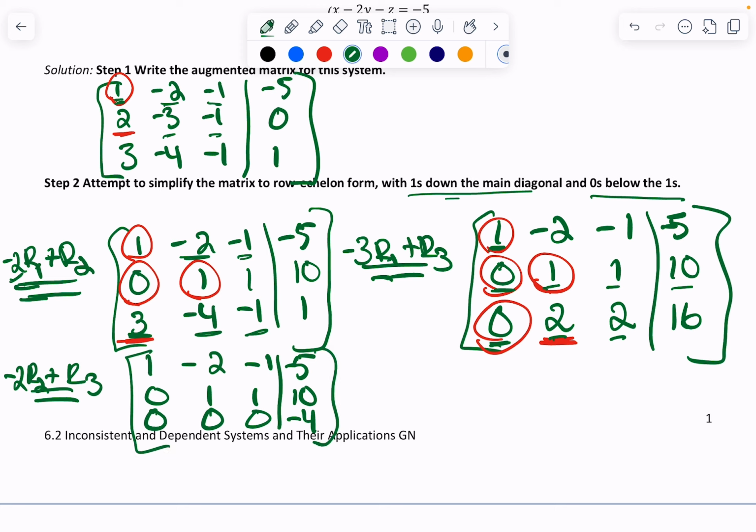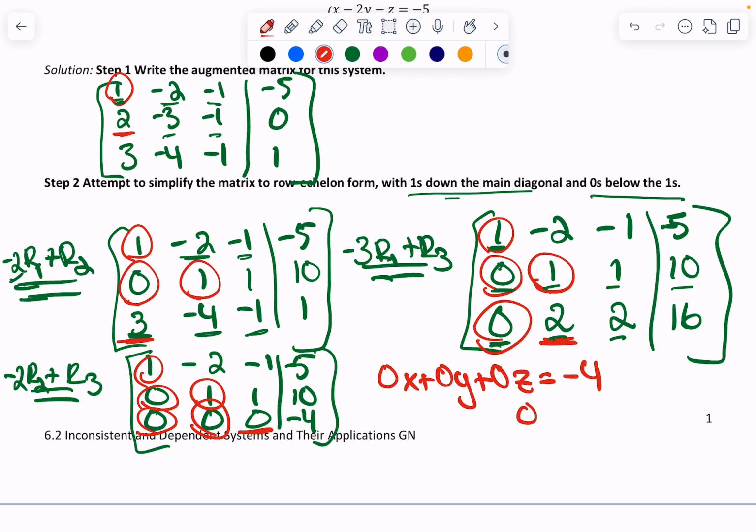Okay, so what happened here? We have the 2 ones and we've got zeros under it. But now the problem is that we have a 0 right here. So what happens here if we write that third line, 4x plus 4y plus 4, 0 equals negative 4. This is going to be 0 equals negative 4. Well, that is false.